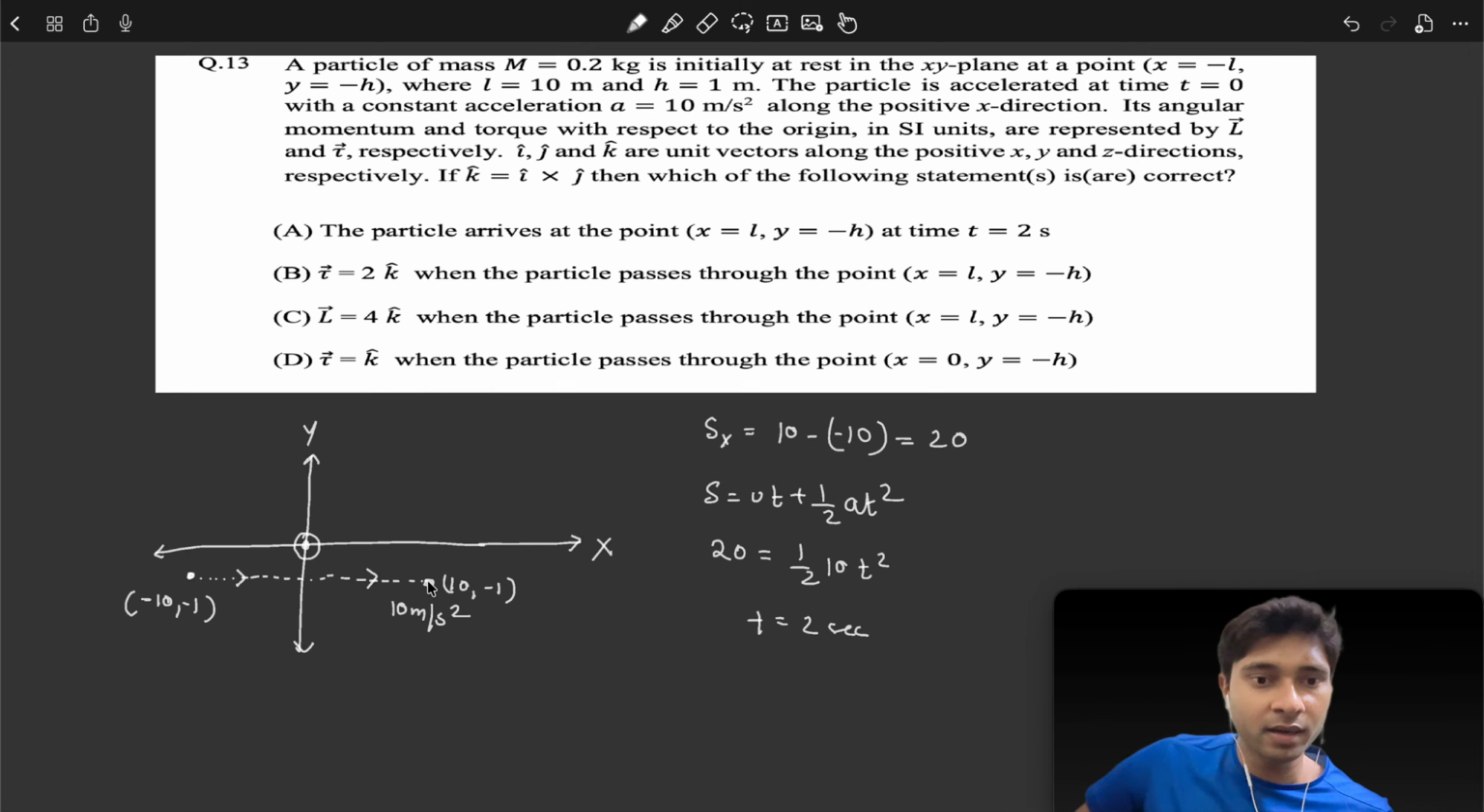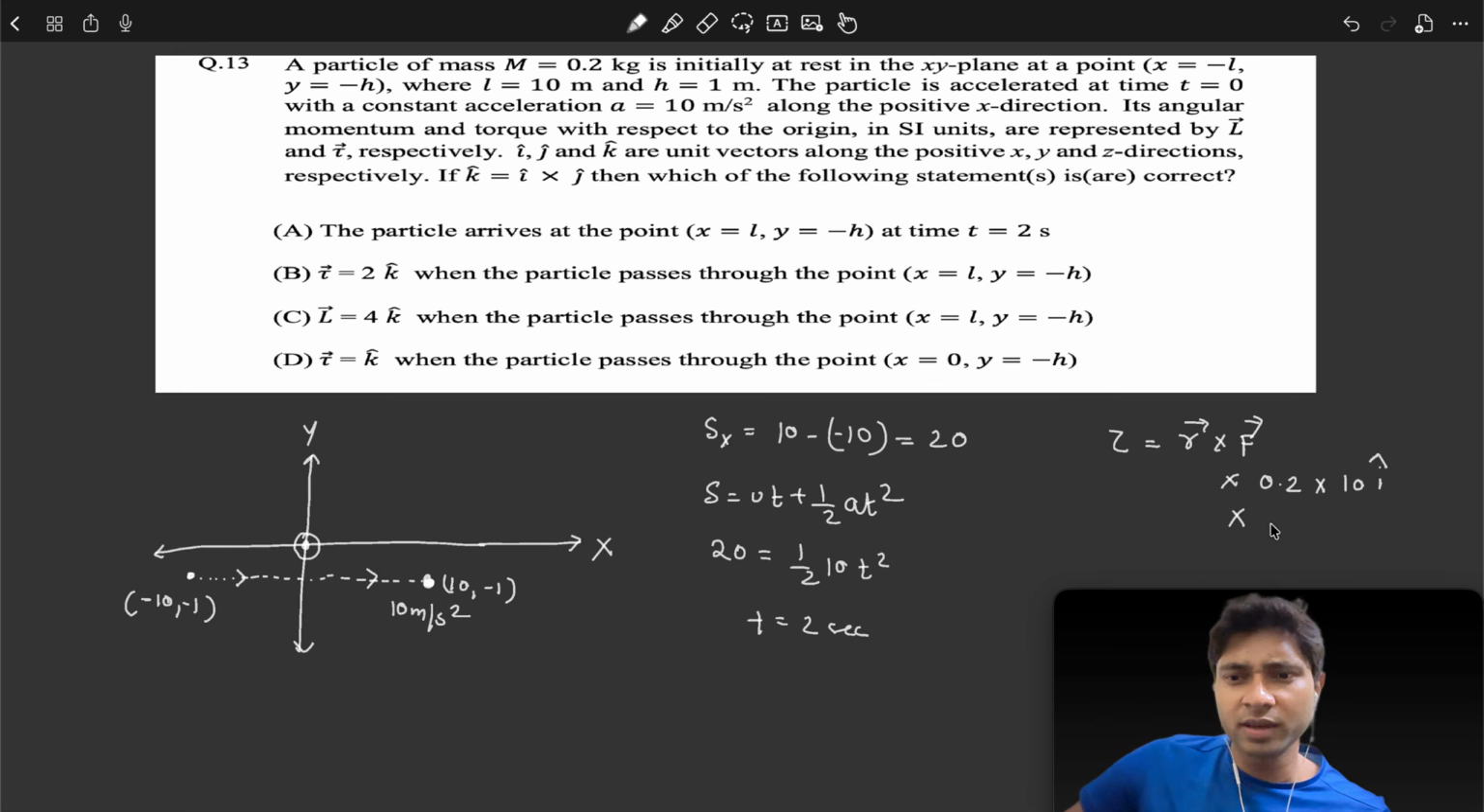At the same point, if we have to calculate torque, what do we need? Torque is nothing but r cross F, right? So what is F? F is mass into acceleration. Mass is given, yes, 0.2, and acceleration is 10 meter per second square in the right direction. So force is mass into acceleration, which is 2. Force is 2 i cap.